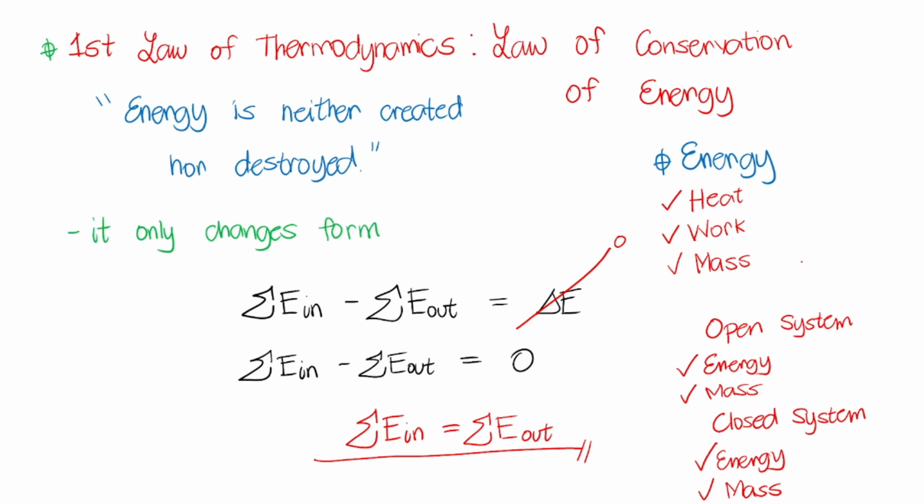Alright, so energy can enter or leave the system in the form of heat, work, or mass. So the open system and the closed system vary because mass cannot enter the closed system. So this should be X. They only vary because they cater to different forms of energy. Sa open system, pwede ang energy at mass, while in the closed system, pwede ang energy pero bawal pumasok ang mass.